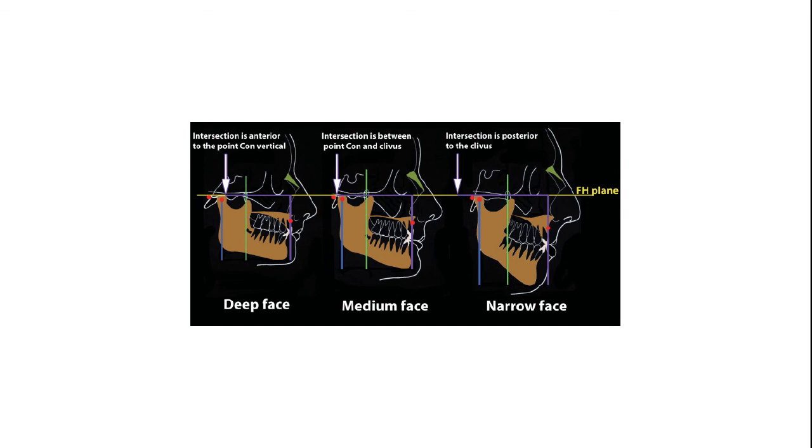This is the horizontal facial depth. The point of intersection gives the facial type as a deep face, medium face, or narrow face. In case of a deep face, the intersection is anterior to the point CON, and the horizontal facial depth is greater than the facial height. In a medium face, the intersection is between the point CON and the clivus. Finally, in a narrow face, the intersection is posterior to the clivus and the facial height is greater than the horizontal facial depth.